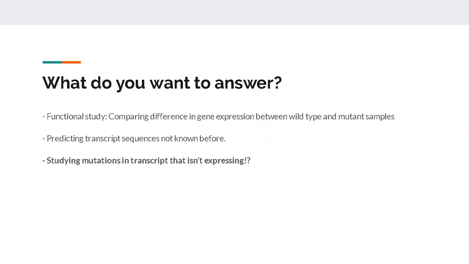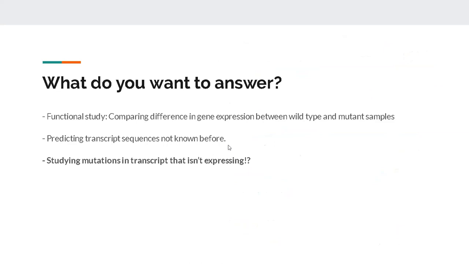Then it's also worthwhile to discuss the kind of questions that you can answer using an RNA-seq protocol. Depending on what you want to answer, you have to proceed with the experimental design or the kind of analysis that you will be doing in the end. One of the things that you can do is a functional study. For example, comparing the difference in gene expression between a wild type and a mutant sample. That's one thing that you can do. This is what we also call a differential gene expression analysis.